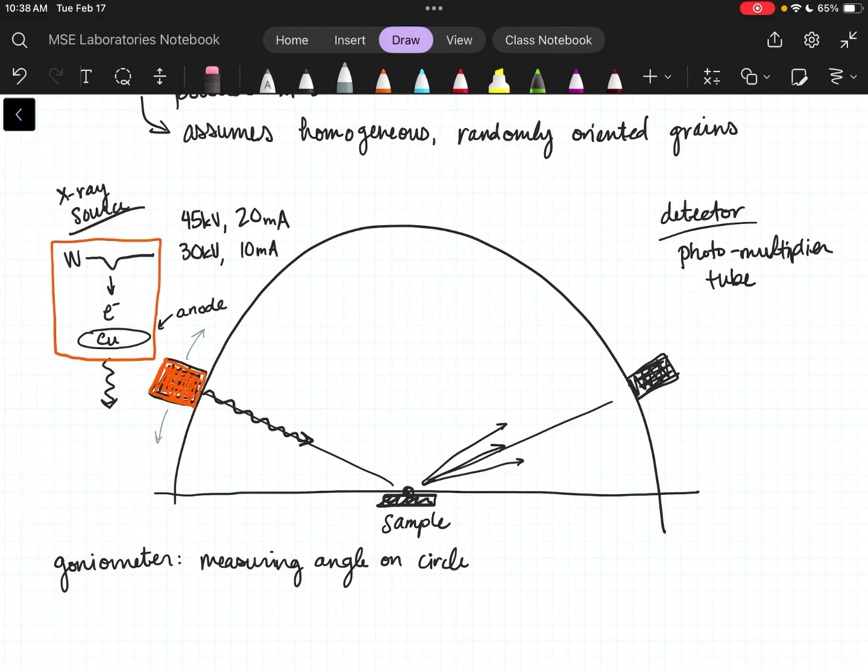Through all of this, I am measuring the position of both the source and the detector, because the source has the ability to move up and down just like the hands of a clock, and the detector also has the ability to move up and down just like the hands of a clock.